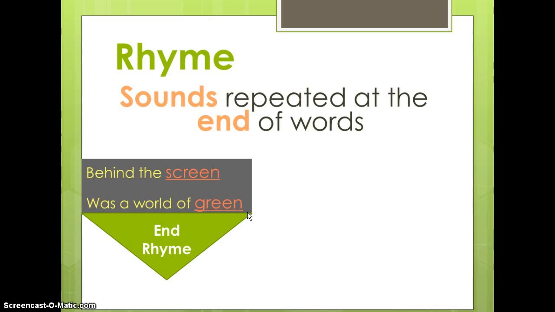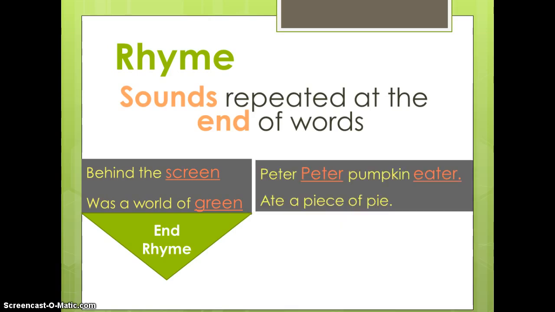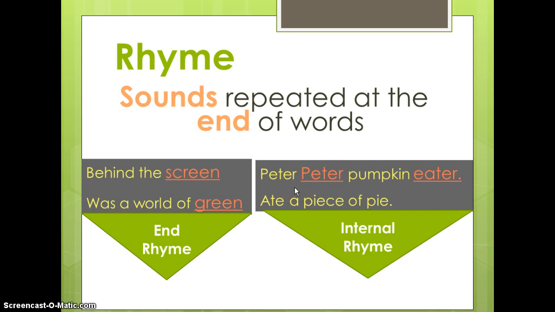Pretty easy, right? Let's look at another example. Peter, Peter, pumpkin eater, ate a piece of pie. Okay. Well, our two rhyming words Peter and eater both fall within the same line of poetry. We call this internal rhyme because they're inside the same line instead of being at the end of two lines over here.